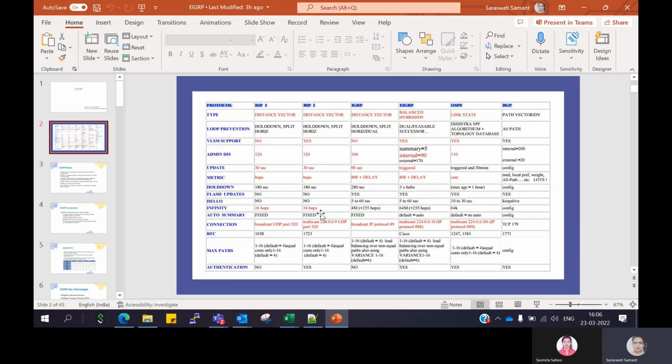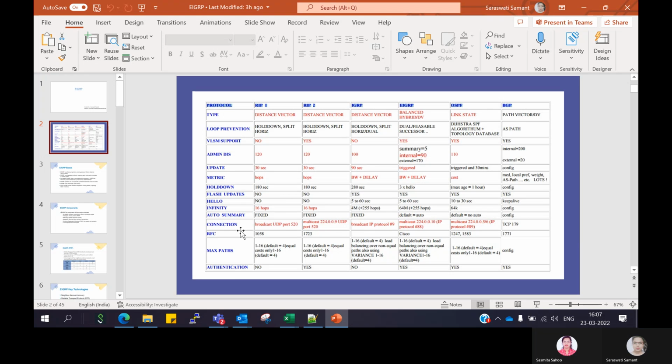So when I say how many hops does RIP support, it's around 15 hops. 16 will be the unreachable. For IGRP it is 255. And then for EIGRP it is 255. Auto summary, yes, EIGRP supports auto summary feature. By default it is activated.